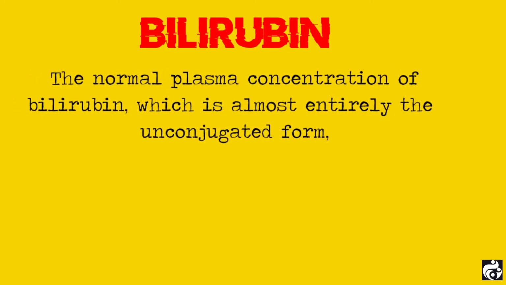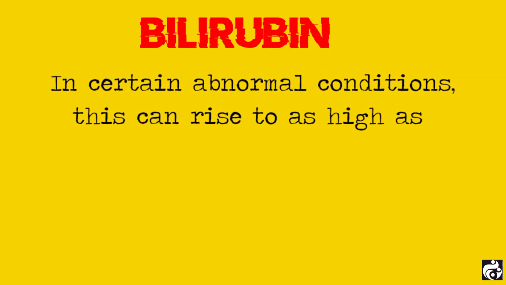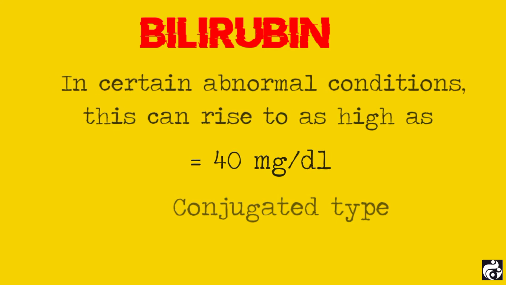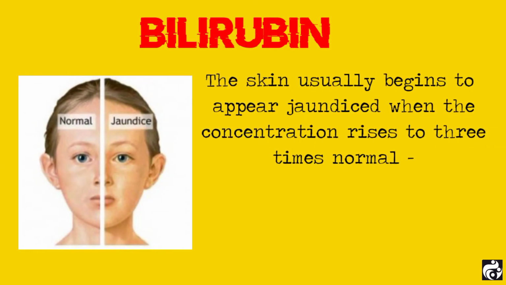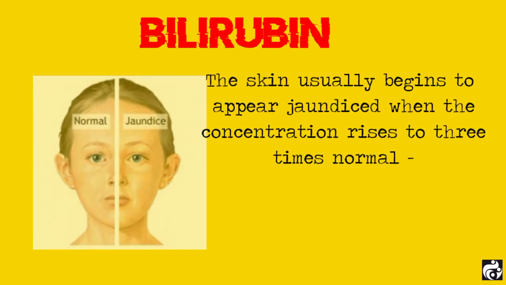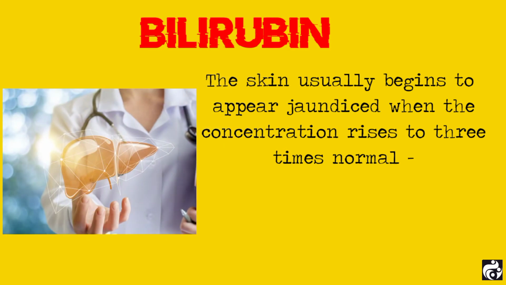The normal plasma concentration of bilirubin, which is almost entirely the unconjugated form, averages about 0.5 mg per dl of the plasma. In certain abnormal conditions, this can rise to as high as 40 mg per dl, and much of it can be conjugated. The skin usually begins to appear jaundiced when the concentration rises to about 3 times normal, that is about 1.5 mg per dl.